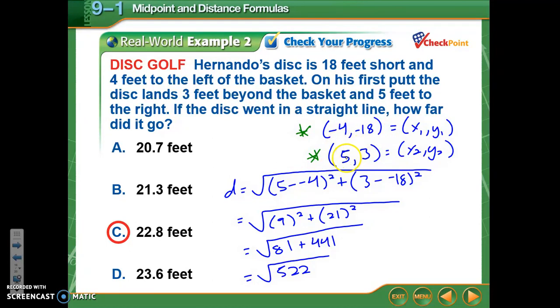It ended up 5 feet to the right, so that's my X value, and 3 feet beyond or above the basket. Then this is how I plug into the distance formula, and I get the square root of 522, which when I do that in the calculator is about 22.8 feet. Do not forget your units, of course.